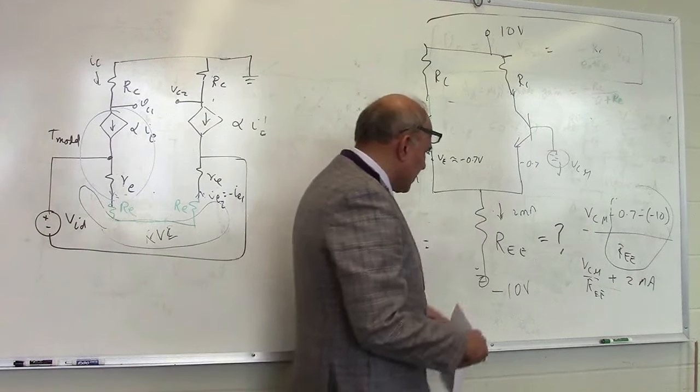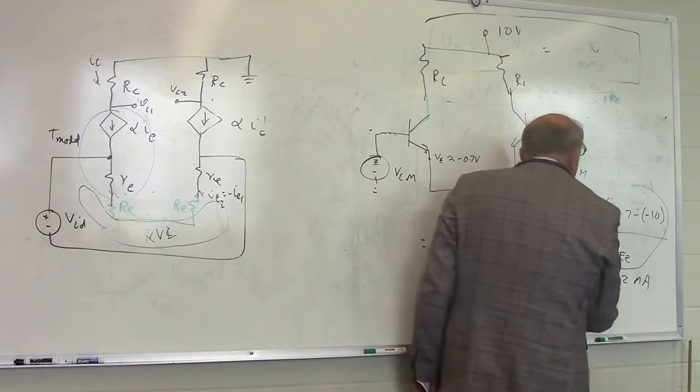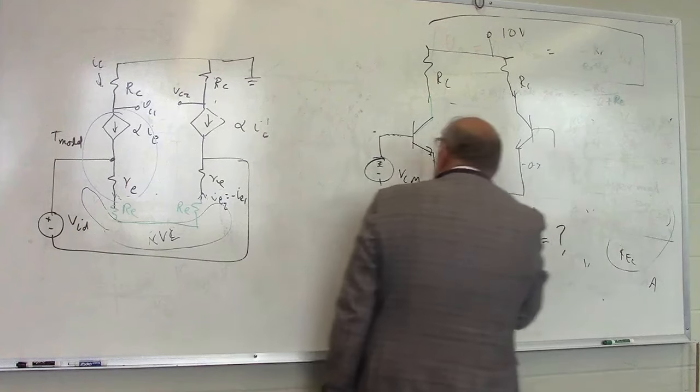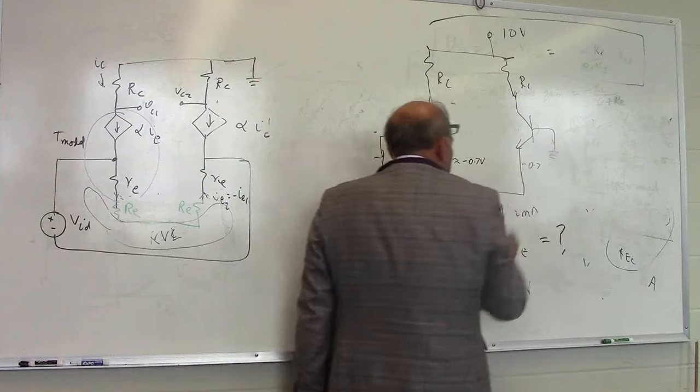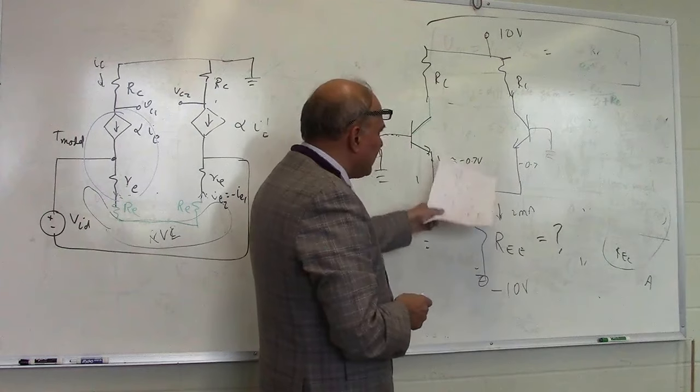Okay, but this is our circuit. But right now we are digressing a bit. We are still biasing this circuit. And when we want to bias this circuit, we want 2 milliamps to flow here, we get RE, that's it.